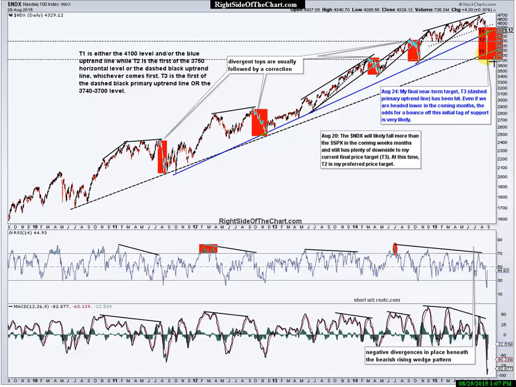And as I often state on the site, a reaction, especially off a final target level I have, and a reaction on the initial tag is highly likely. In fact, I came out on Monday and said that and pointed that out, that I expected more upside. And here are my notes actually posted on Monday. My final near-term target was hit, and even if we are headed lower in the coming months, the odds for a bounce off this initial tag of support is very likely. So we got that initial bounce.